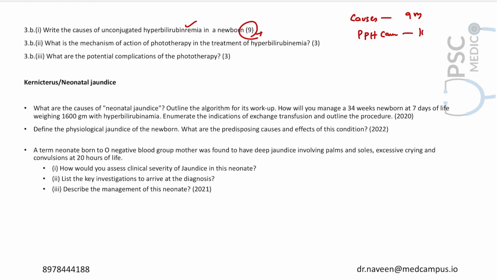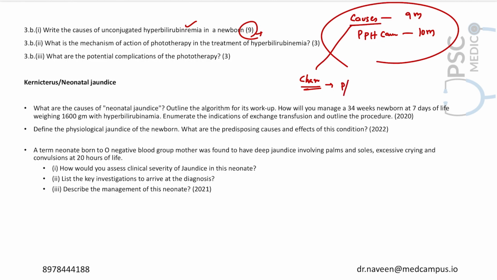There was another question. PPH causes they asked. Postpartum hemorrhage for 10 marks. Maybe the examiner is trying to match up to the weightage of the overall paper, like 250 marks. If they want to make it, they're dividing the weightage not on a good scale. This is actually not right to ask just causes for 9 marks. But when you mention cause, you have to mention the characteristic feature of that particular cause and how will you diagnose it, or physical examination findings for that particular cause. Okay, you have to do that.